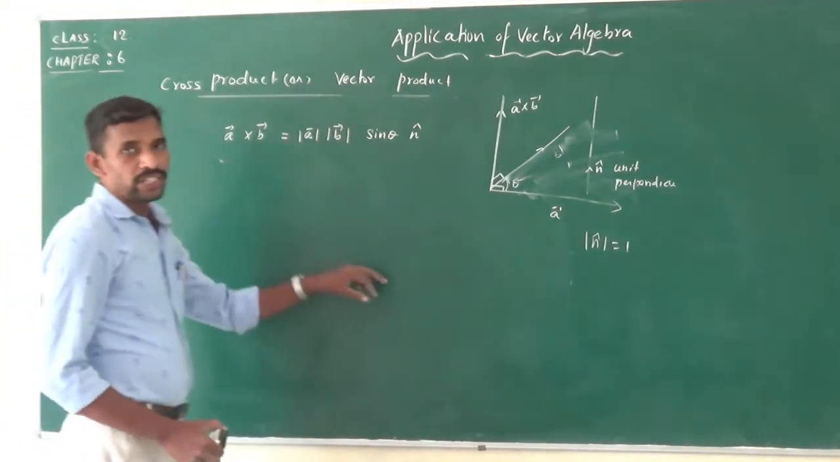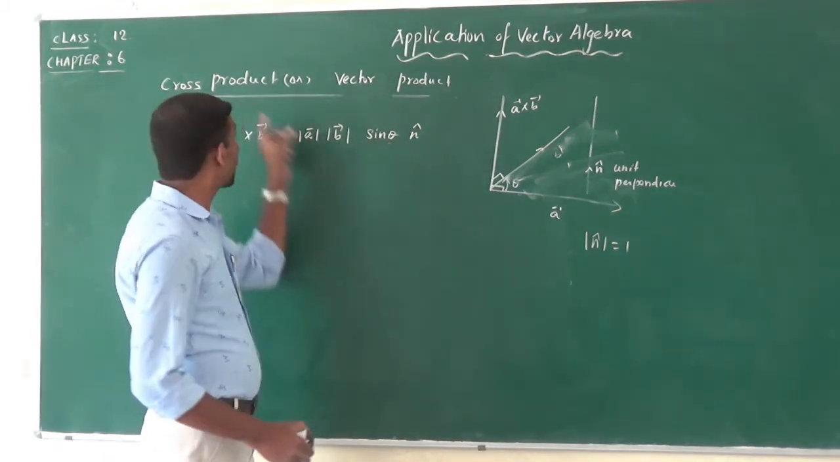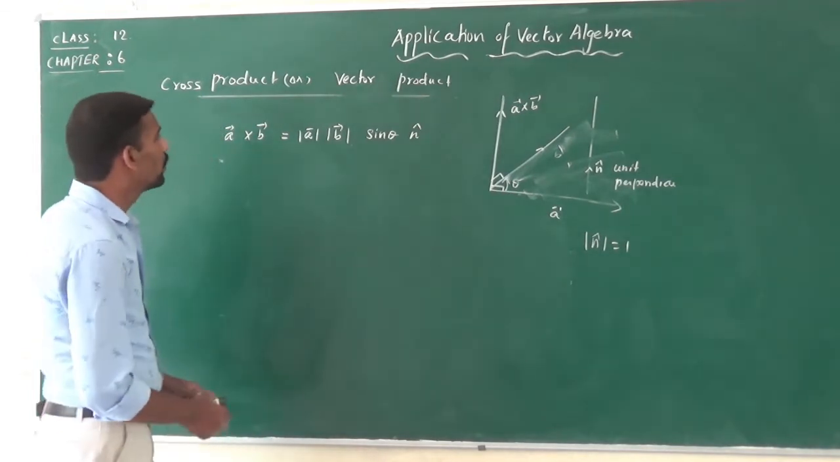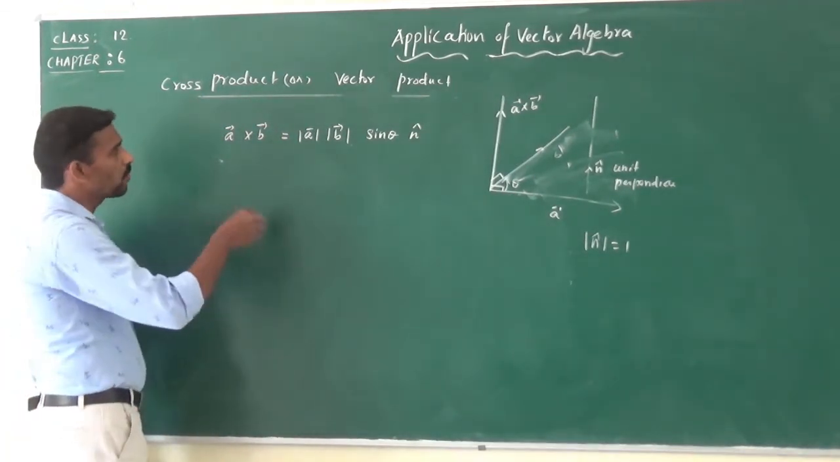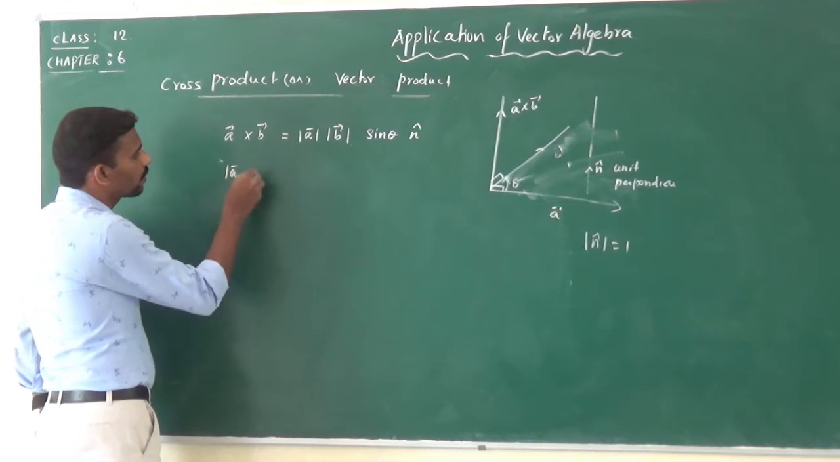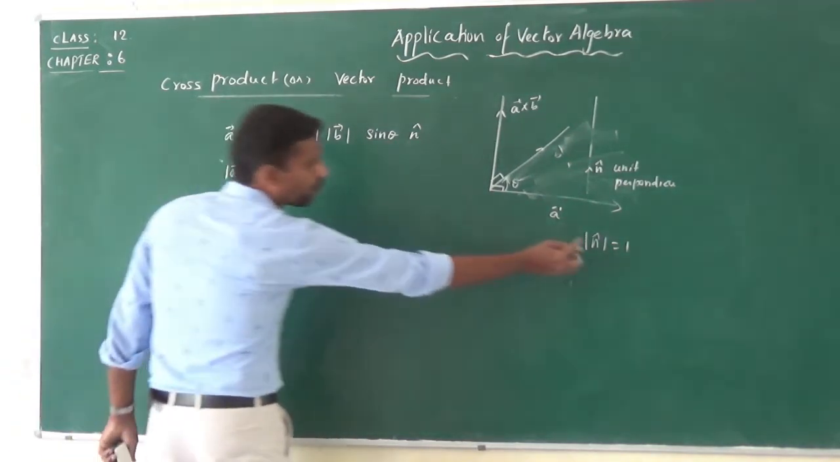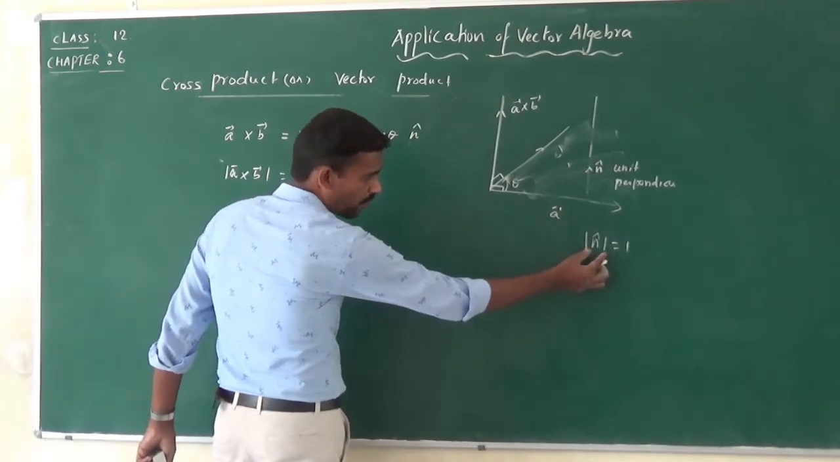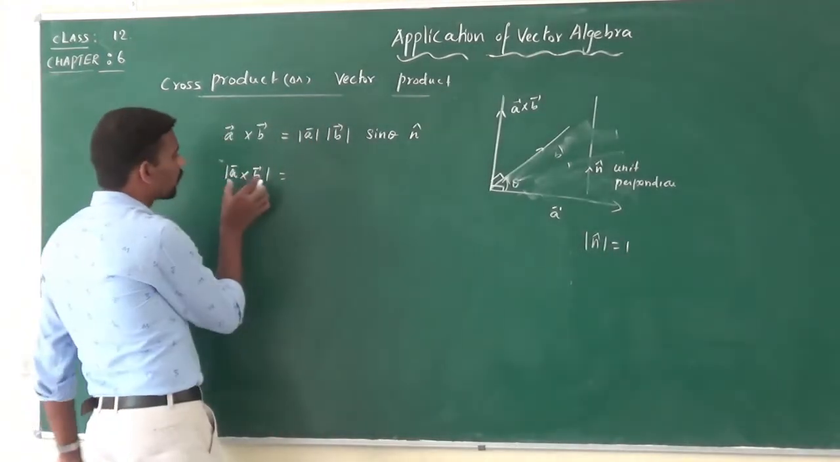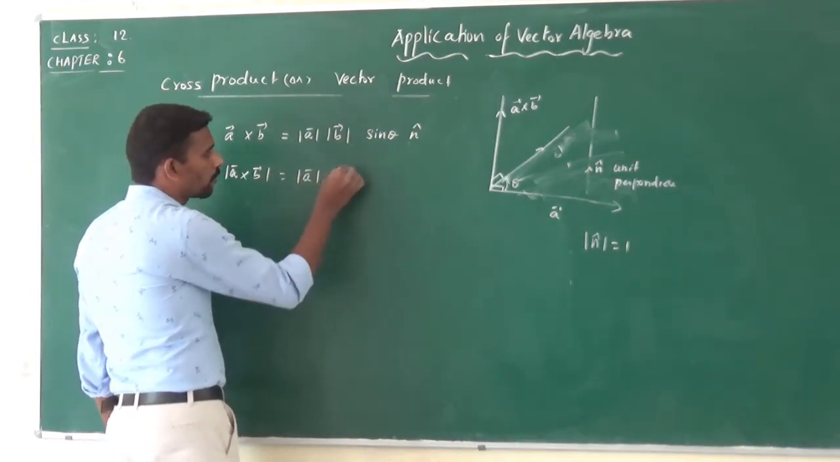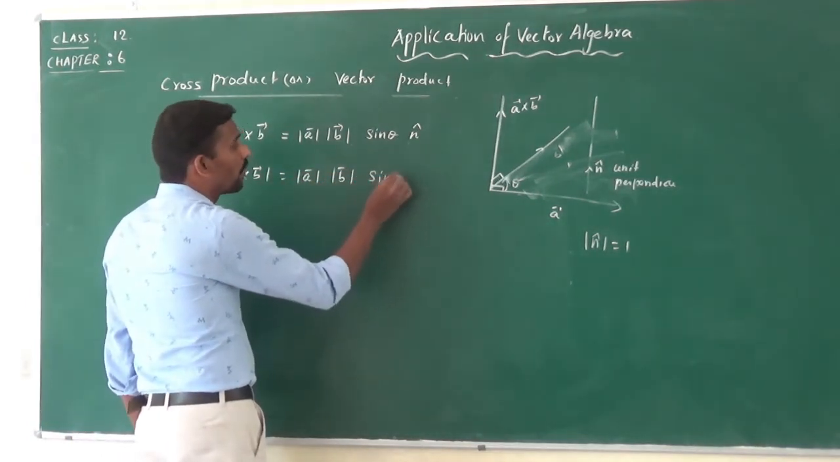So in the dot product we use cos theta, and in the cross product we use sin theta. We can find the magnitude of A vector cross B vector, where n is cancelled because the magnitude of n vector is equal to 1. So the magnitude of A vector cross B vector is equal to magnitude of A vector into magnitude of B vector into sin theta.